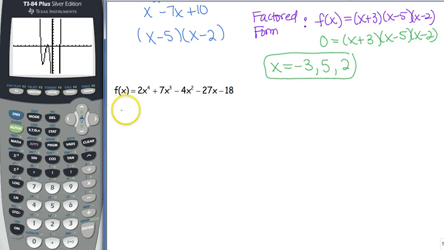Again, you can go ahead in the calculator and find the intercept and double check, but I'm going to double check using synthetic division. So 4, 3, 2, 1, 0. We're not missing any pieces.